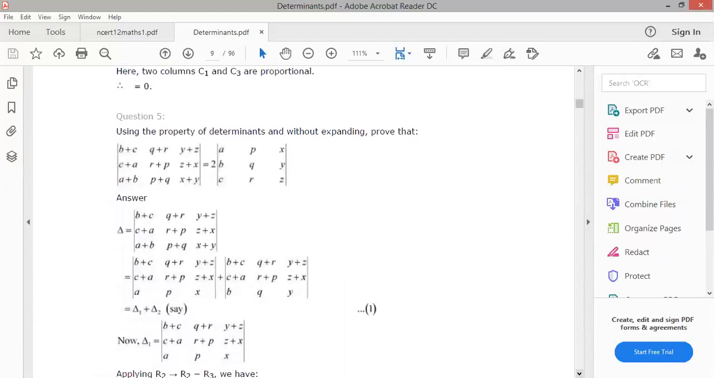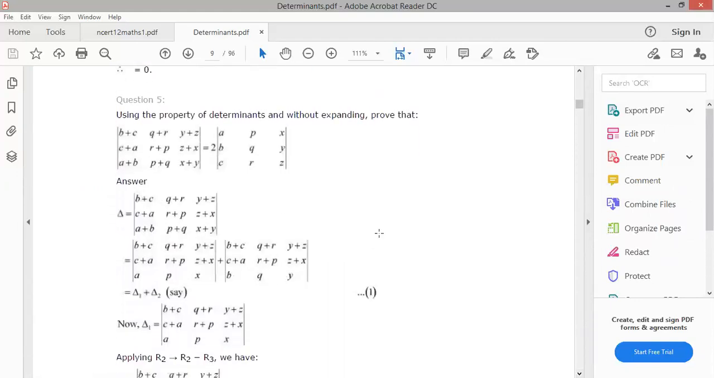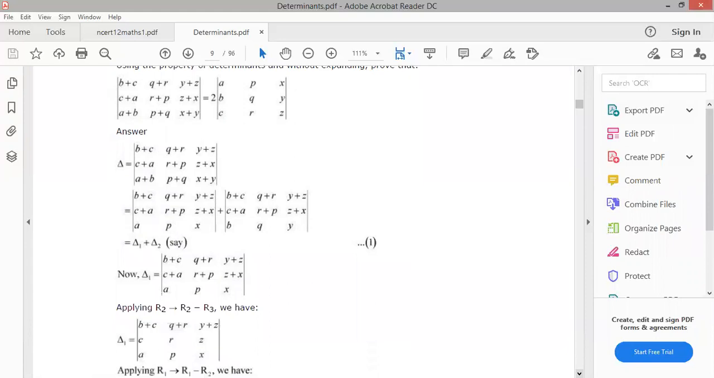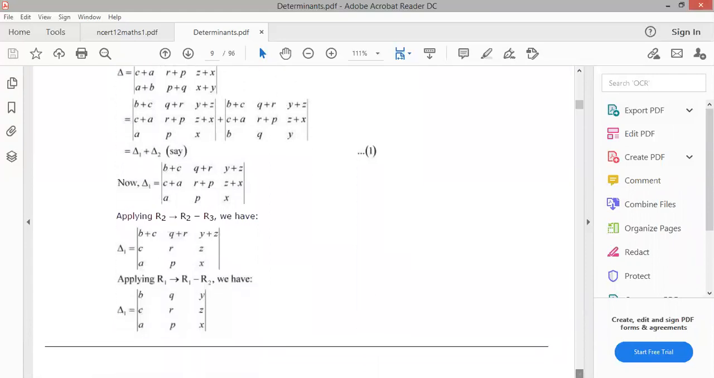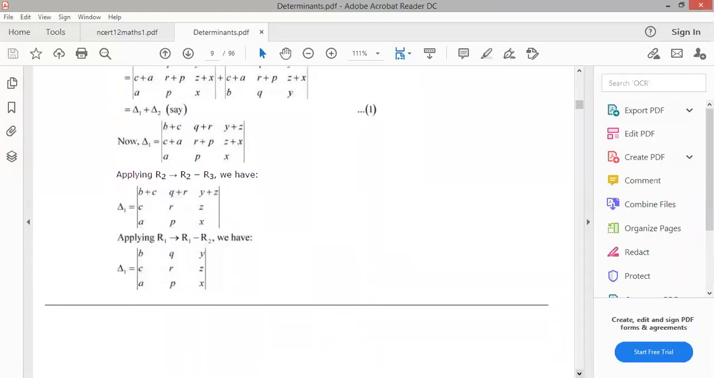Next one is question number 5. On the same lines, breaking the determinant into different determinants, we can prove that its value is equal to the required value.